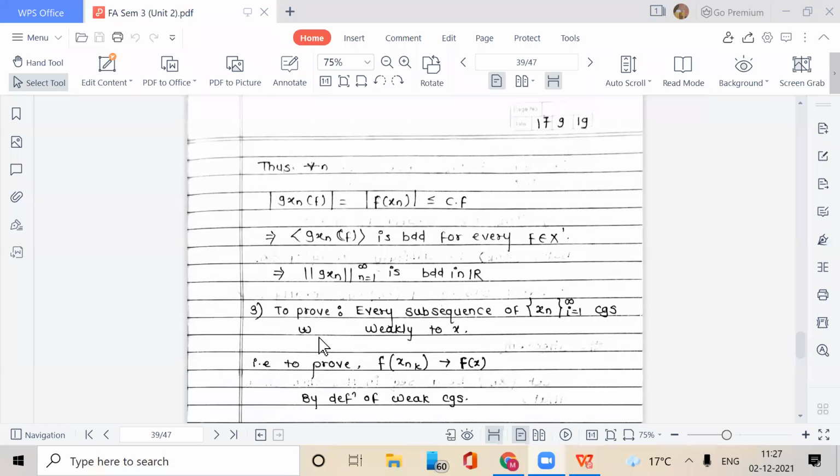Part 3: to prove that every subsequence of the sequence xn, i from 1 to infinity, converges weakly to x.